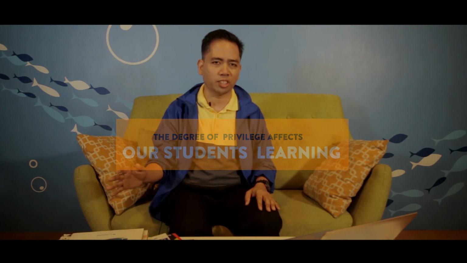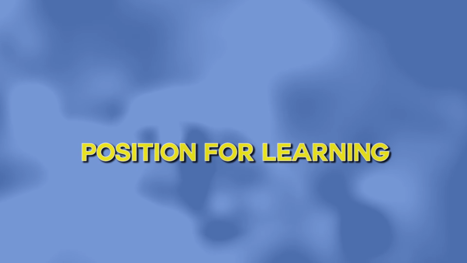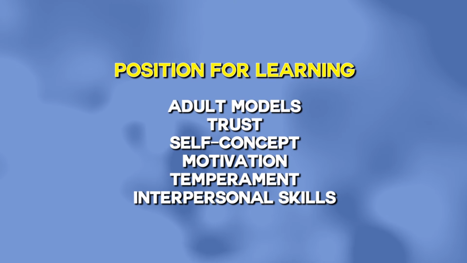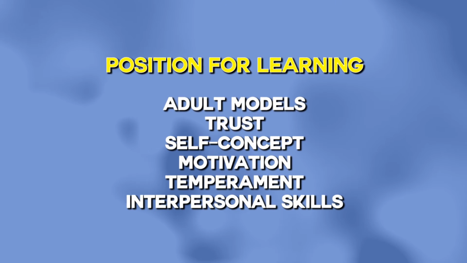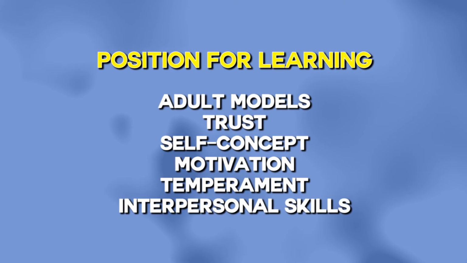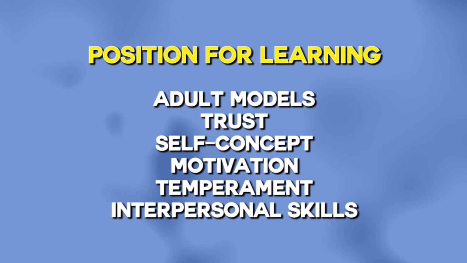Despite all the strategies that we employ, despite our expertise in our content, if we do not consider how students are privileged or their lack of privilege, all of these might not really be effective. The position for learning also affects how students learn from school: adult models, trust, self-concept, motivation, temperament, and interpersonal skills.